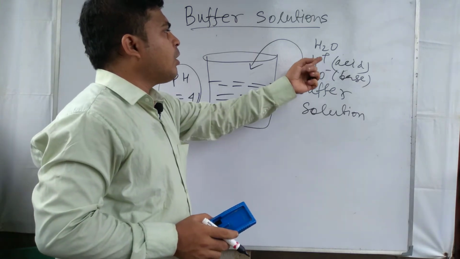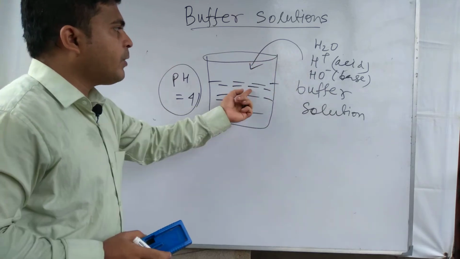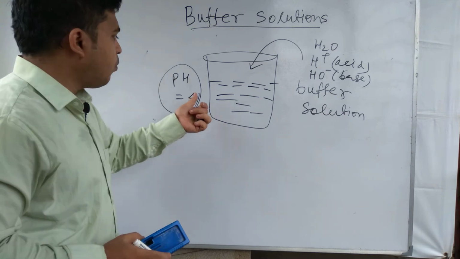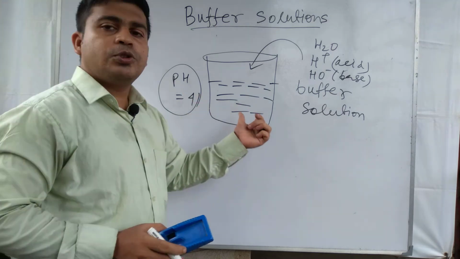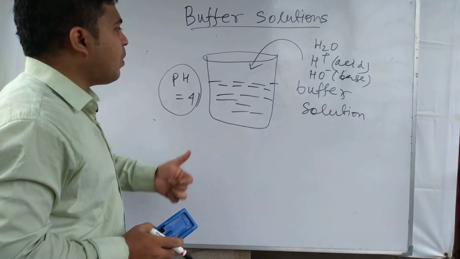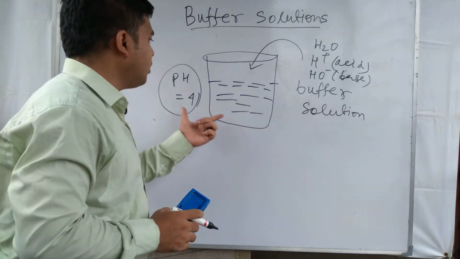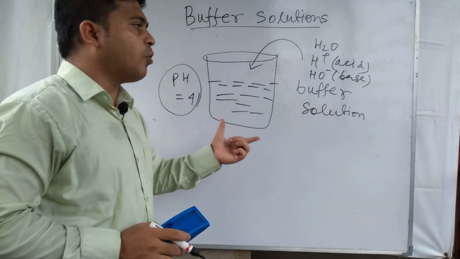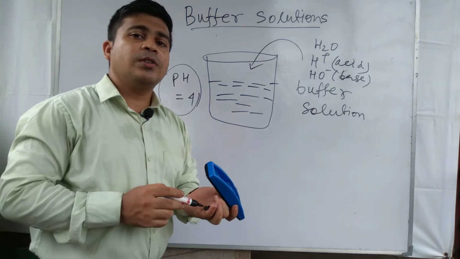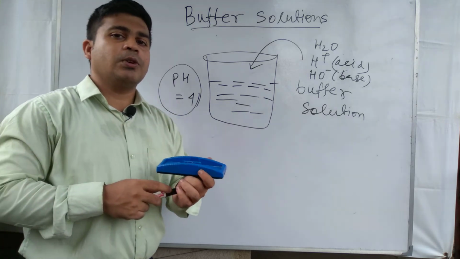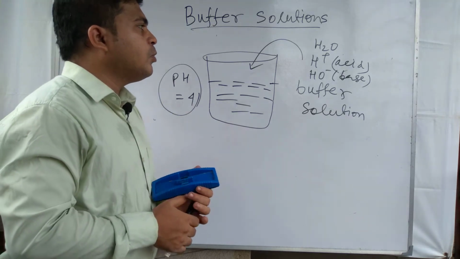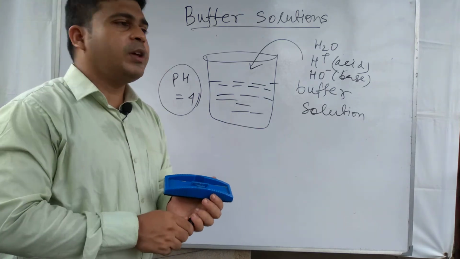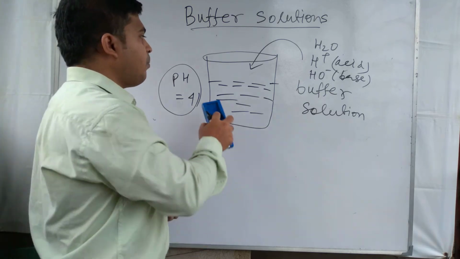So this is water, this is acid, this is base. After addition to this buffer solution where pH is 4, the pH would be expected to change, either increase or decrease, but a buffer solution does not change its pH level, which remains almost constant at 4. So this is what a buffer solution is. A buffer solution is a solution where, if you add acid, base or water from outside, its pH level does not change appreciably.